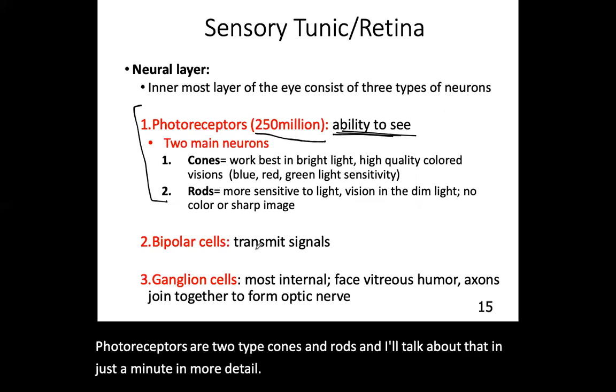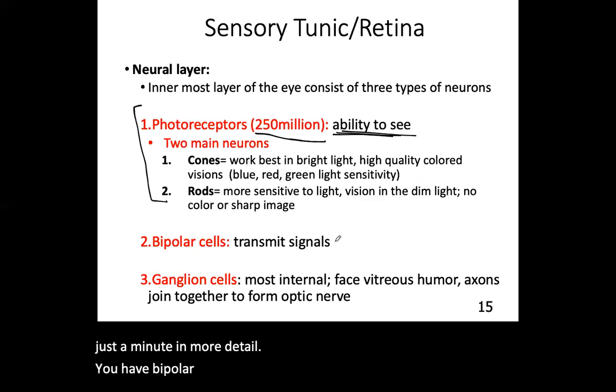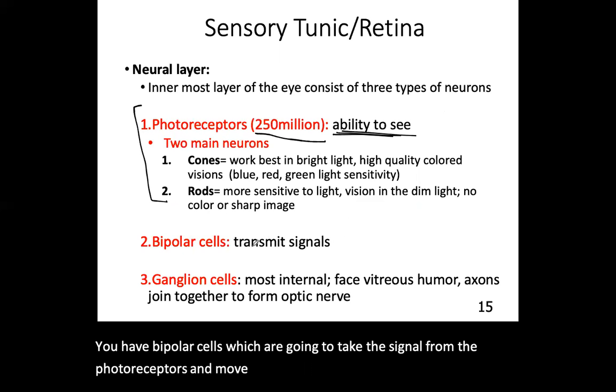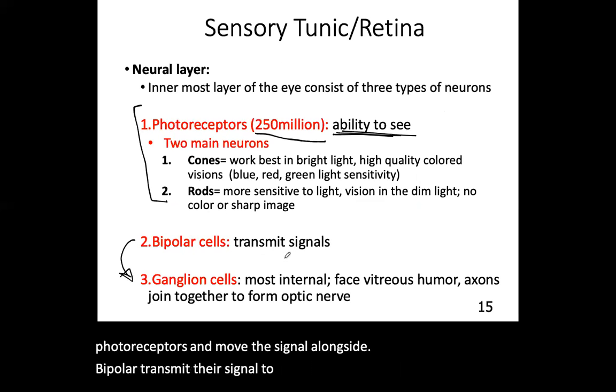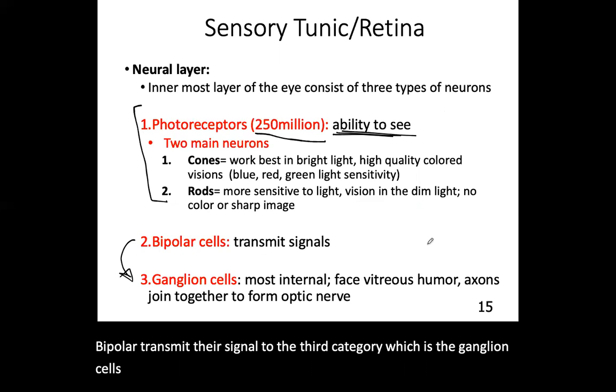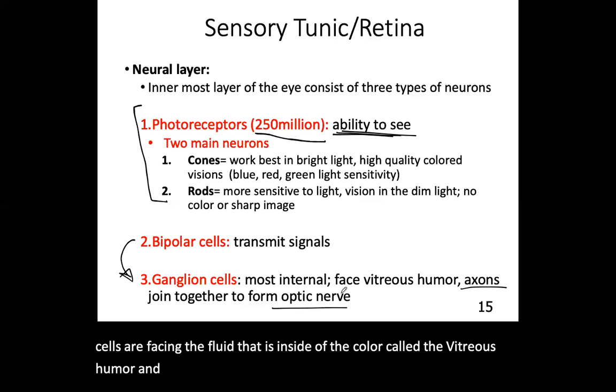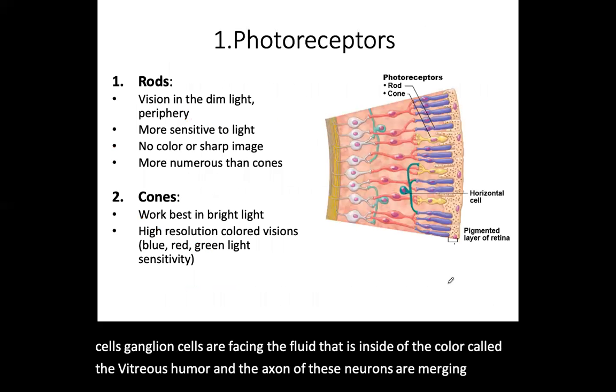You have bipolar cells, which are going to take the signal from the photoreceptors and move the signal alongside. Bipolar cells transmit their signal to the third category, which is the ganglion cells. Ganglion cells are facing the fluid inside of the eye called the vitreous humor. And the axons of these neurons merge together to form your optic nerve.